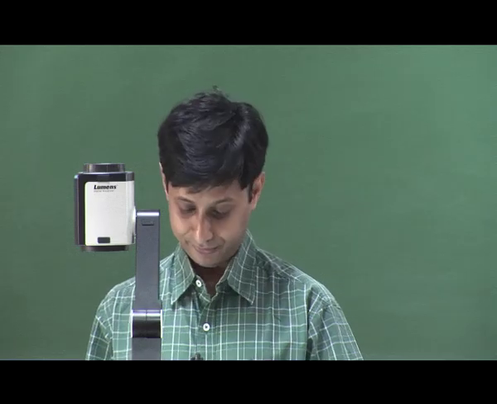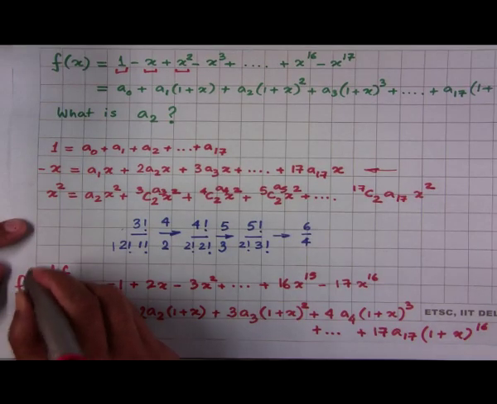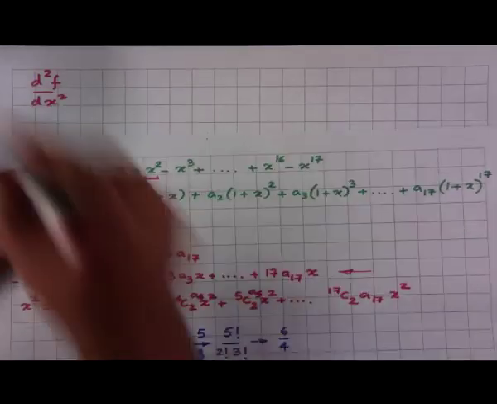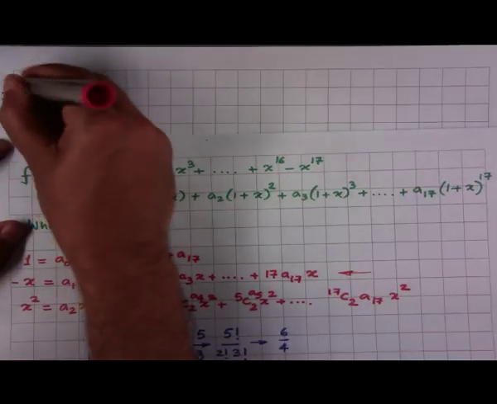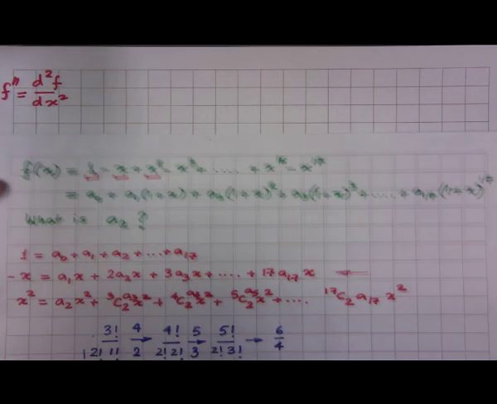Can do a second derivative. So, there is a shortcut, you write this as f prime, right. You can write this as f double prime.